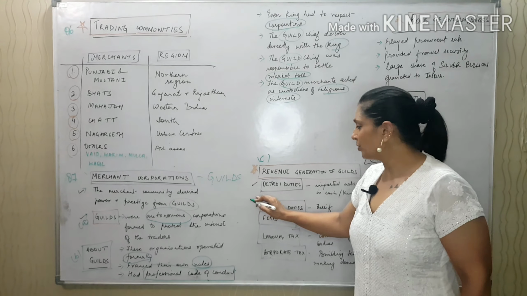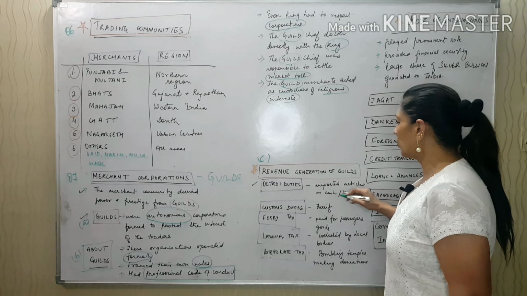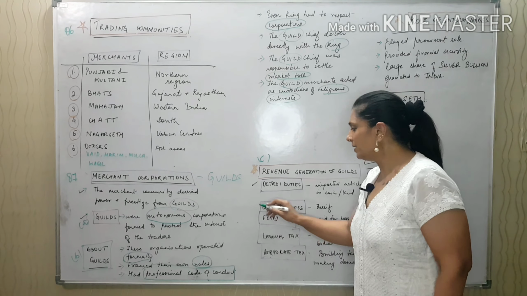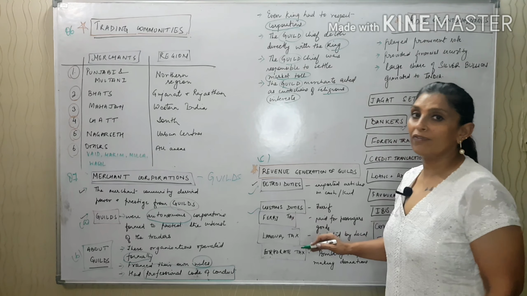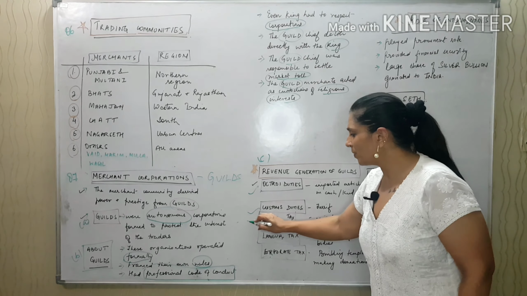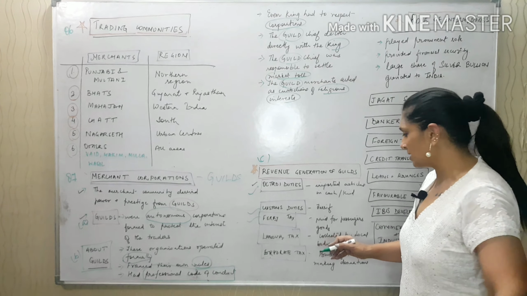So they generated octroi, that is from the imported articles. It was either in cash or kind. Then they had custom duties, that was a tariff which was collected. They collected ferry tax, ferry was water transport for bringing people, men, material, cattle, carts, etc.